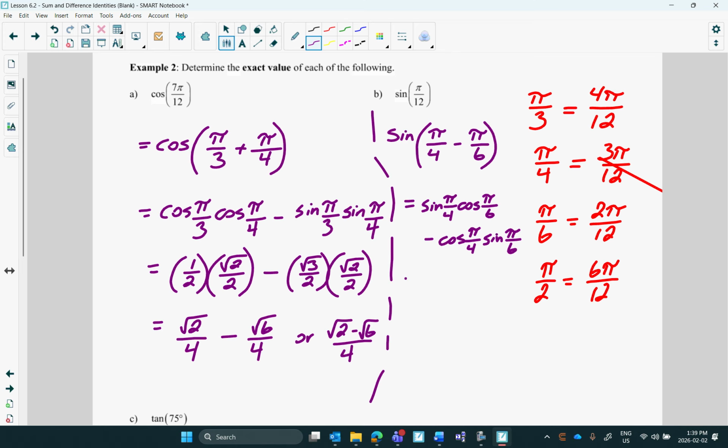Which we can actually do. The sine of pi over 4, well, that's root 2 over 2. What's the cos of pi over 6? Root 3 over 2. Then we are going to subtract the cos of pi over 4, which is root 2 over 2, times the sine of pi over 6, which is a half.